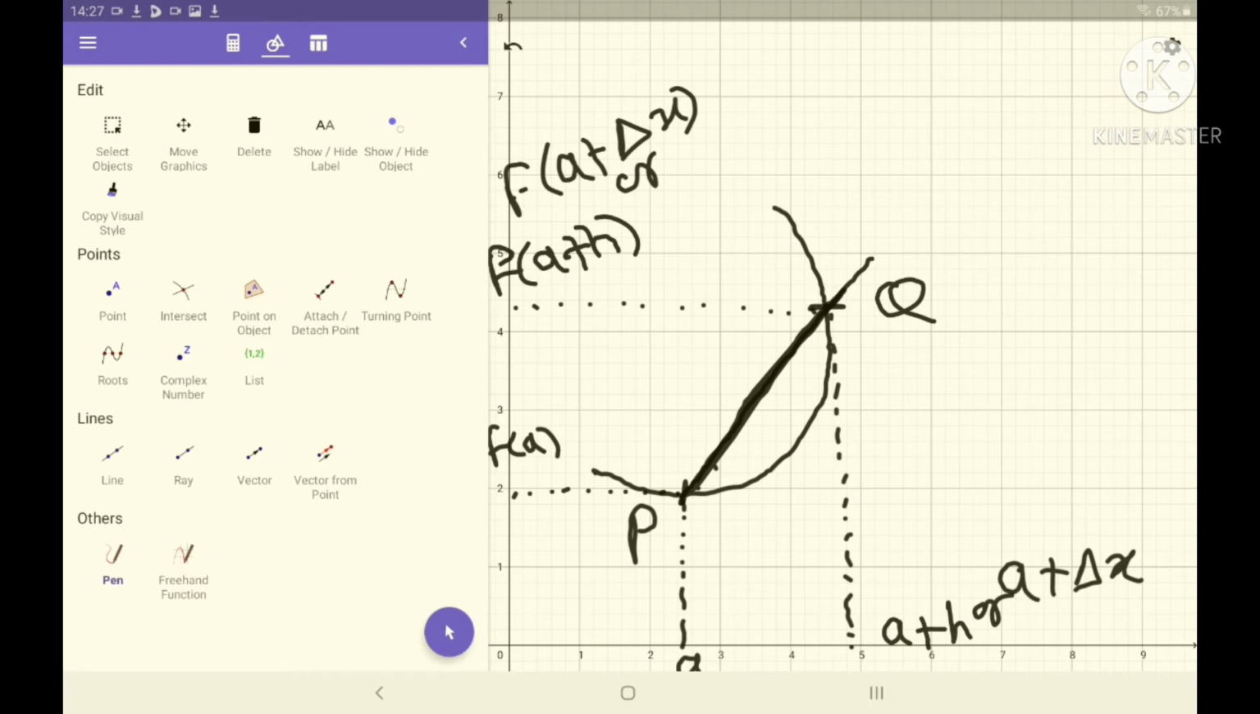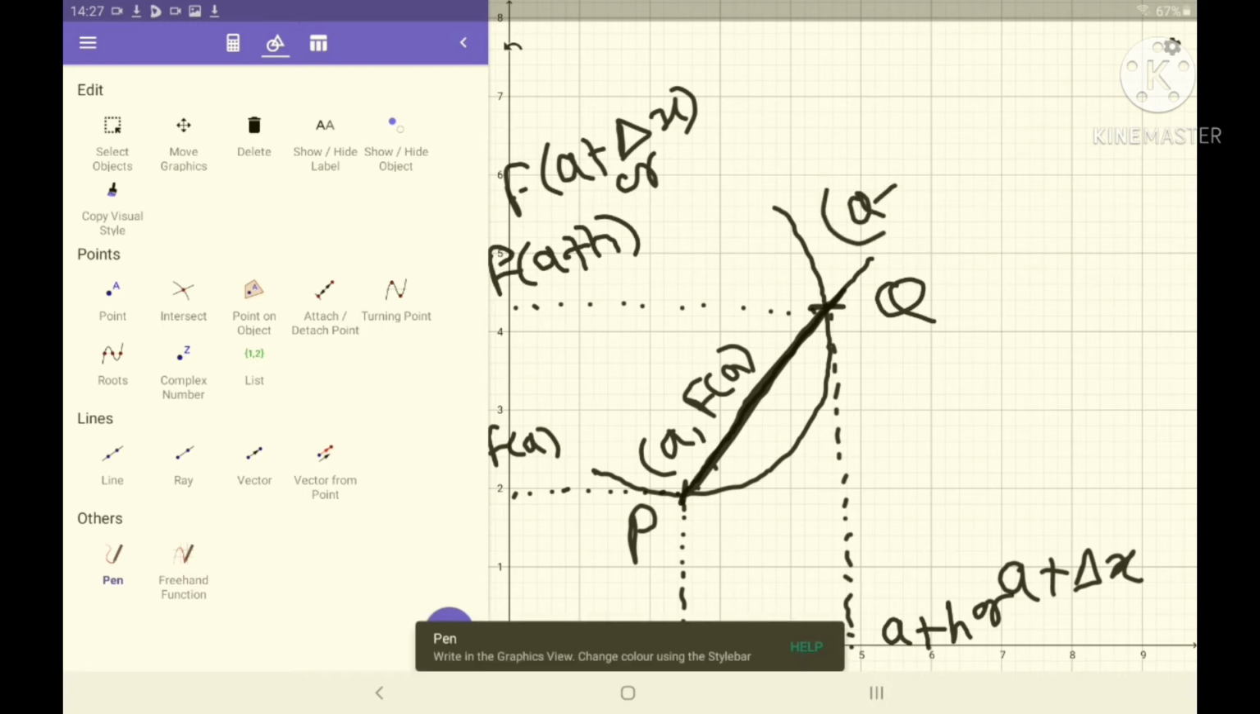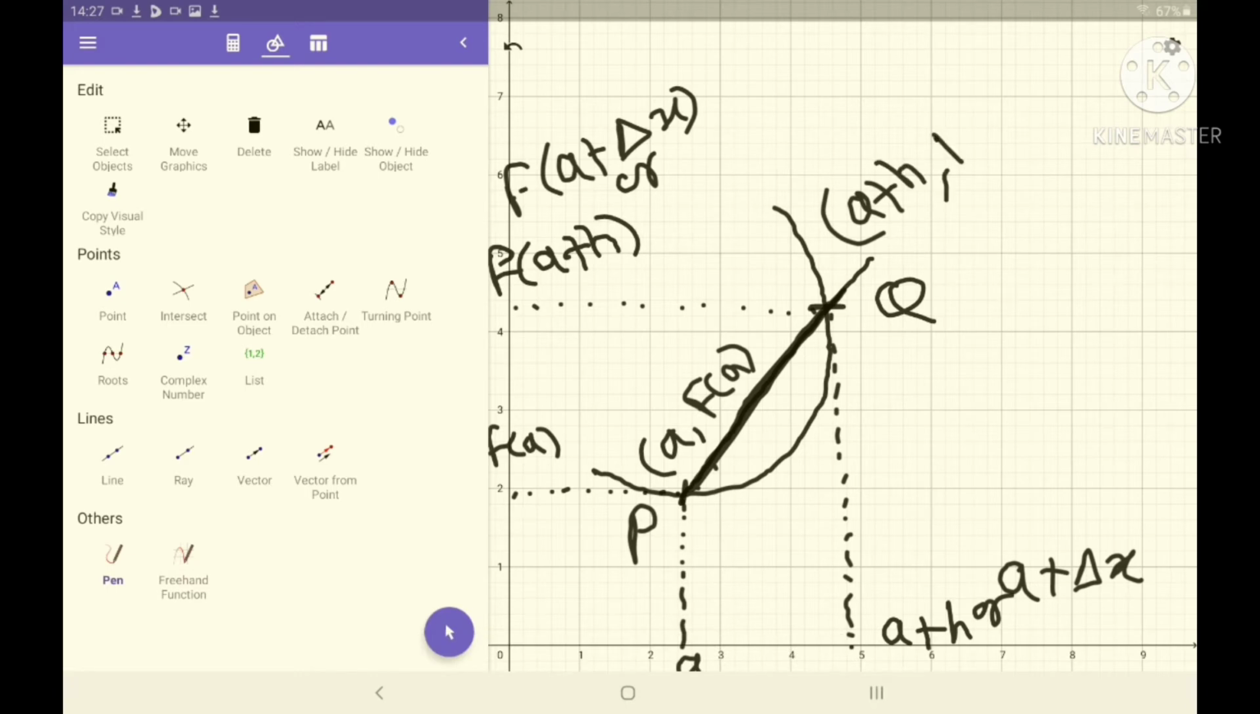Okay, so if I want to plot the coordinates of P, then I can write a comma f of a, and for Q my x coordinate is a plus h, and side by side my y coordinate is f of a plus h. Got it? So this is the position when I have one chord and I want to find out slope.